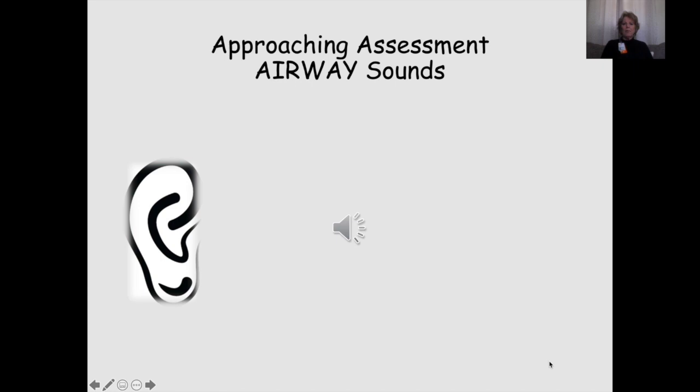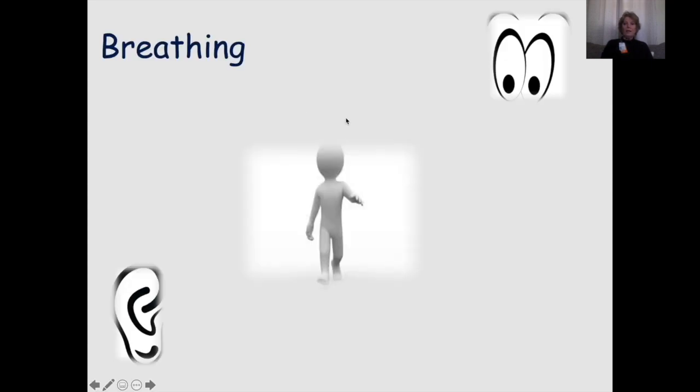The other thing that you might notice as you are approaching them are different sounds. What kind of things might you hear? Clearly, you're hearing this child gasping for breath, and you might notice that as you're approaching them as well. So breathing, it's what you hear as you're approaching them and what you see. What is their work of breathing? Are they breathing or not?